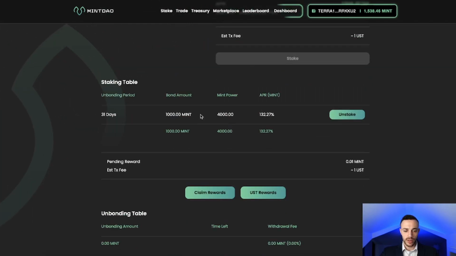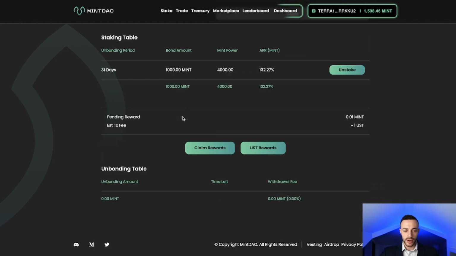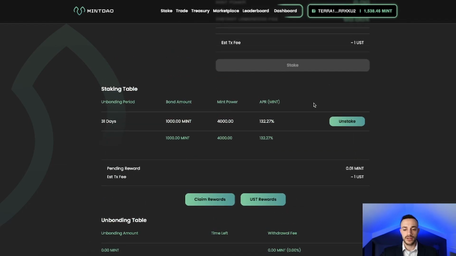Then if we hit stake up here again on the top left and scroll down, we can see that I have 1,000 tokens staked, which gives me 4,000 Mint power. And we can see that I already have a pending reward of 0.01 Mint tokens. To claim my single-sided stake reward, very simply put, I would just hit claim rewards up here.